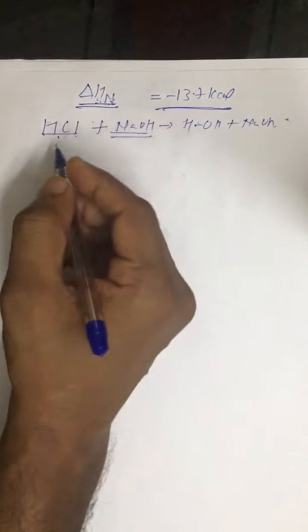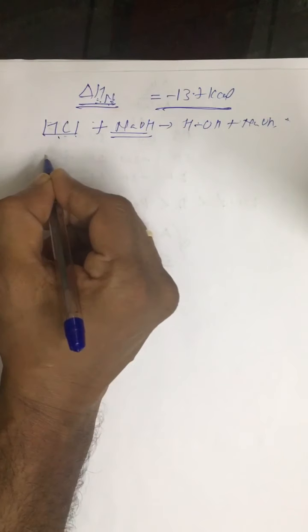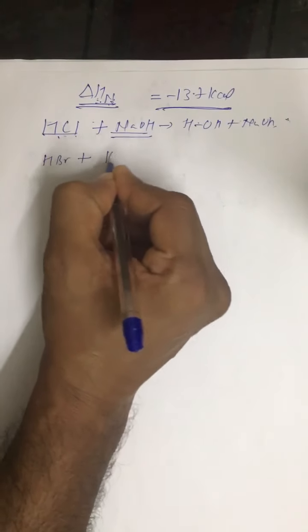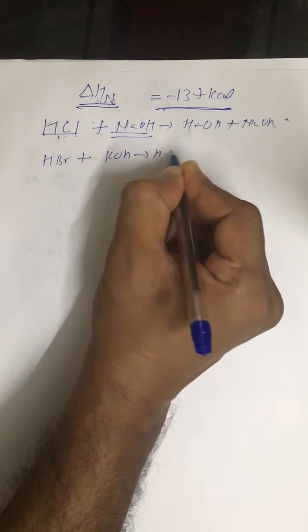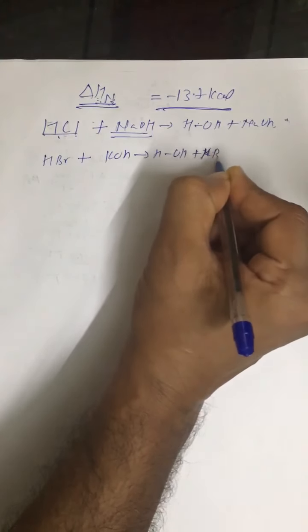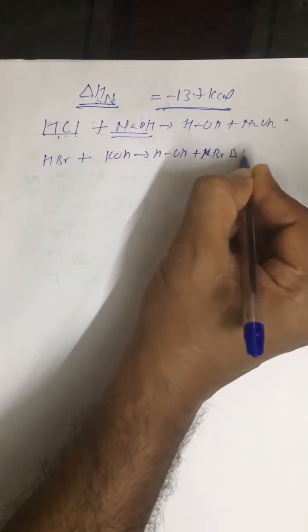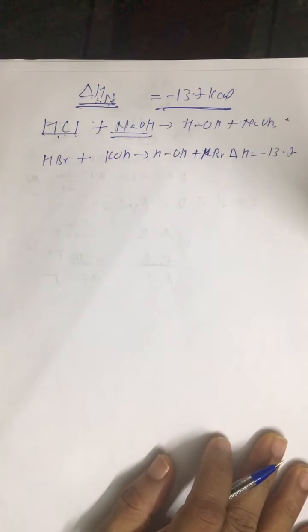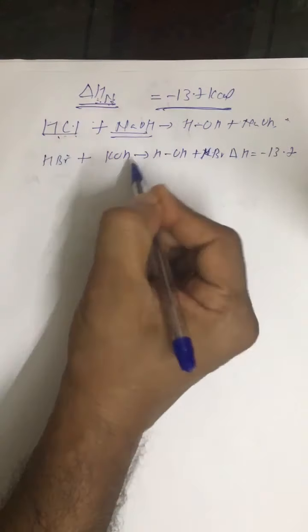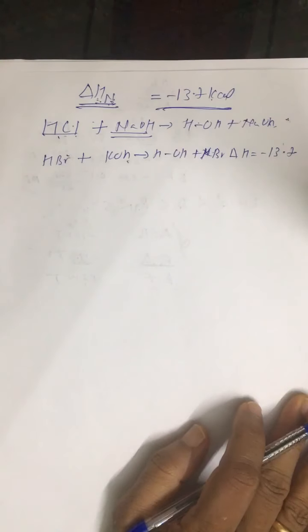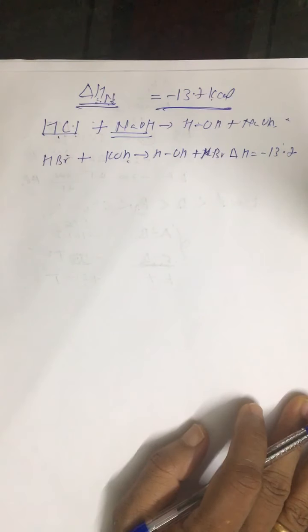All right. If you take say HBr plus KOH, giving KBr, and look at the amount of heat released, still you will observe it is minus 13.7 kilocalories. Means for strong acids and strong bases this value is always constant, 13.7 kilocalories. All right. The reason is simple.